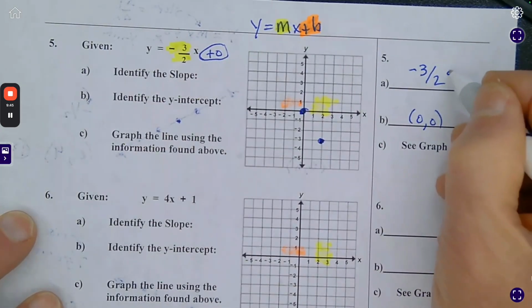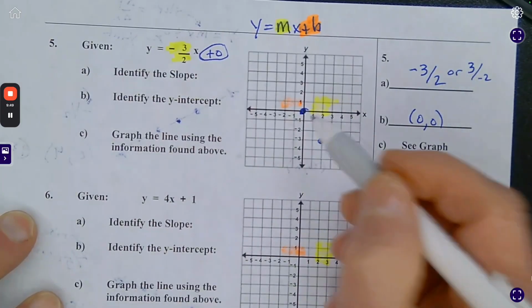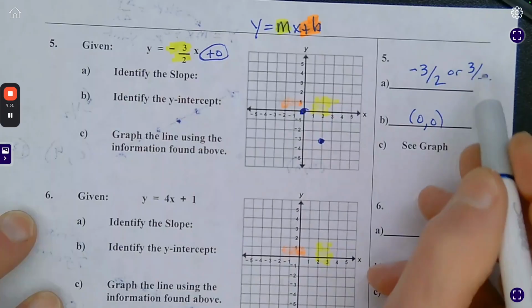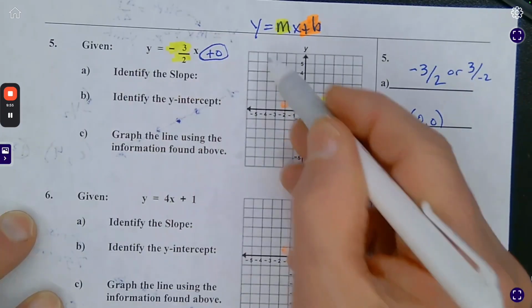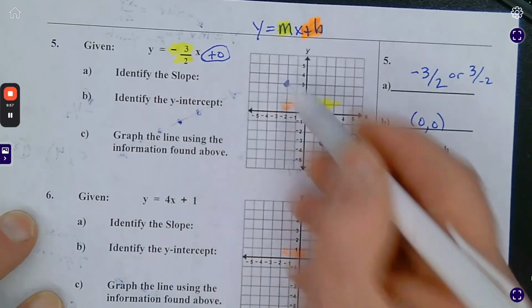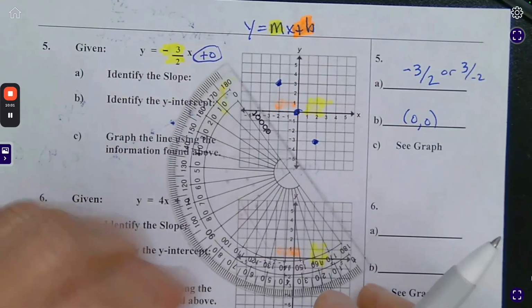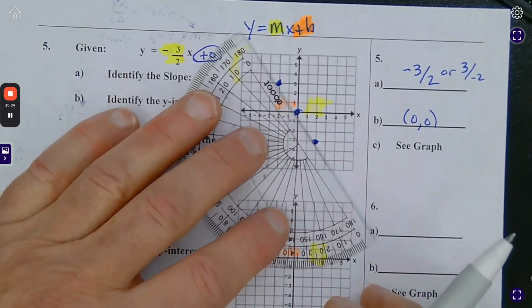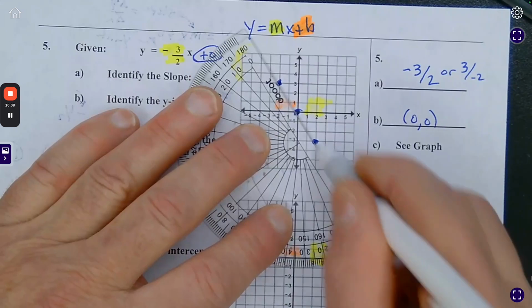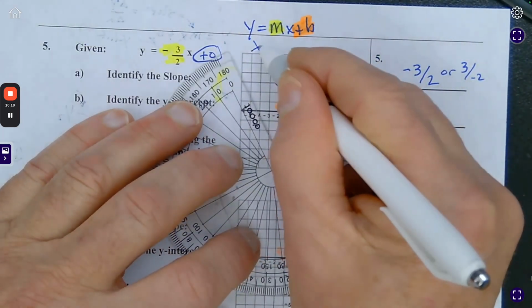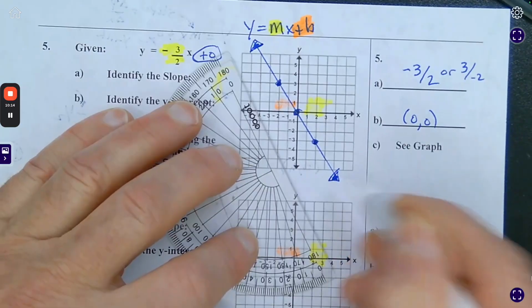Notice again, if I were to apply that negative to the run, I would go up 3 because I have a positive 3, and then over 2 in the negative. I get the same line, right? No matter how you do that, you're going to get that same solution set. And that's why you graph. You graph because the graph represents the solutions of the equation given. There's that arrow. Make sure you put them there big and proud.